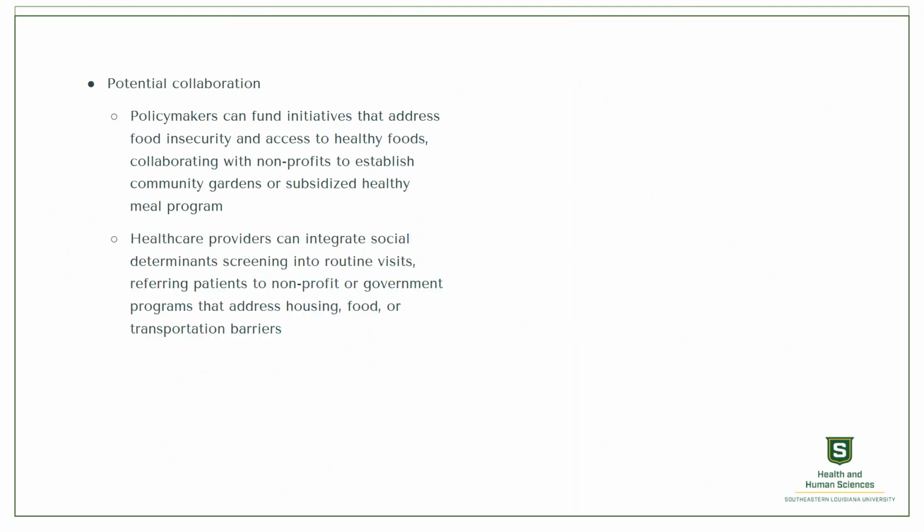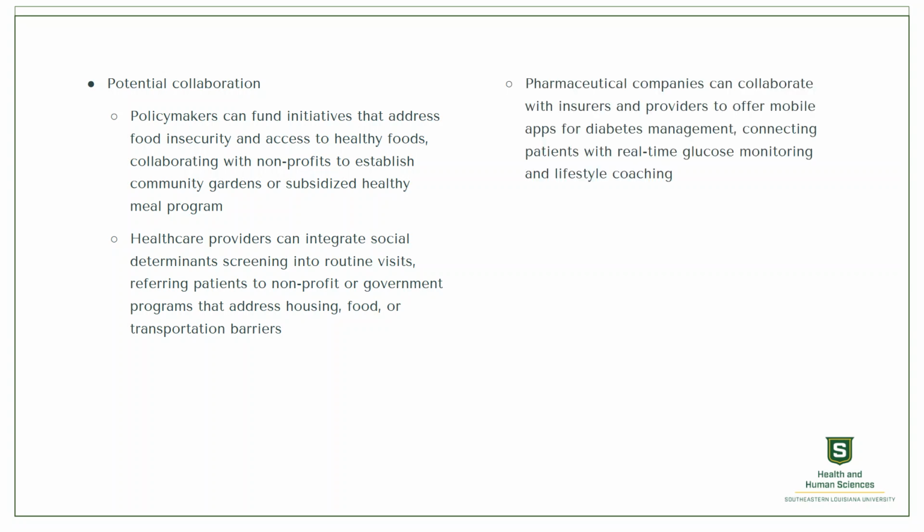Another option could be having healthcare providers integrate social determinants of health screening into routine visits, so that they refer patients to nonprofit or government programs as a way to address housing, food, and transportation barriers. Another potential collaboration could be with pharmaceutical companies, collaborating with insurers or healthcare providers to offer mobile apps for diabetes management, connecting patients to real-time glucose monitoring and lifestyle coaching.